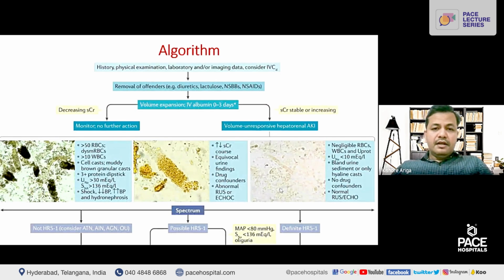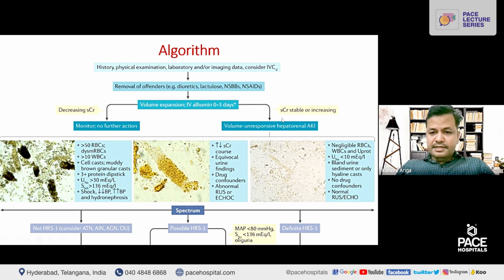So coming to the final algorithm of management based on everything I have told. First, whenever there is abnormal creatinine in a patient, we need to look into the history for any precipitating factors of AKI, acute tubular injury or fibrosis. Do laboratory analysis, do the imaging, look at the IVC, and remove the offenders. Initially, give volume expansion with IV albumin, or blood if the patient has blood loss, or crystalloids if the patient has pre-renal failure due to diuretics or GI losses. If the creatinine is decreasing, monitor, no further action.